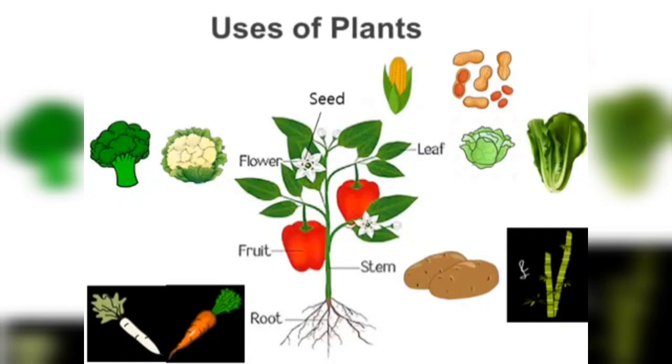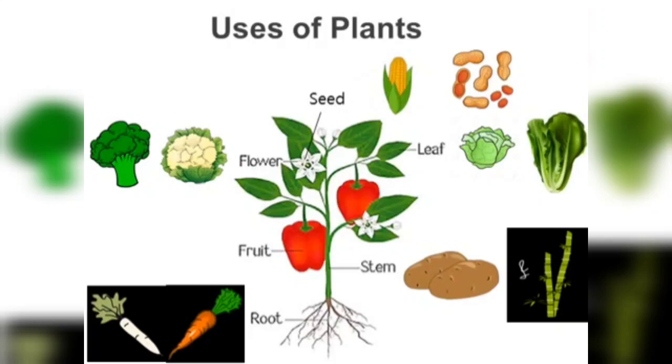Children, in our previous chapter, we learnt about the types of plants and parts of a plant. Now, we will learn about the uses of it. Plants have many uses. We get most of our food from plants. We eat different types of parts of a plant.